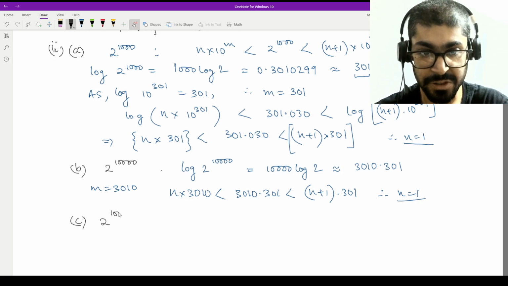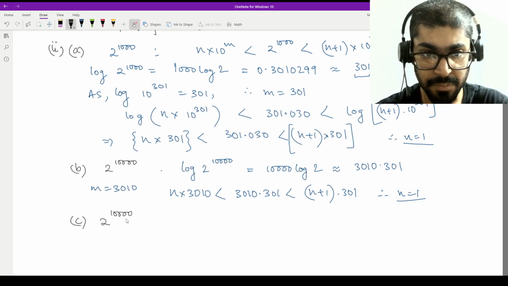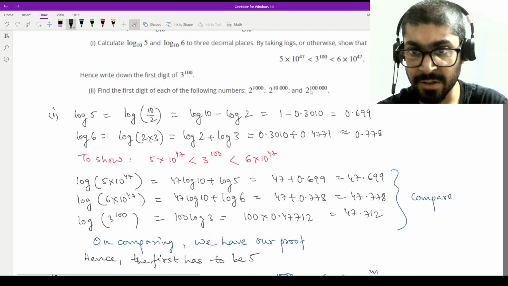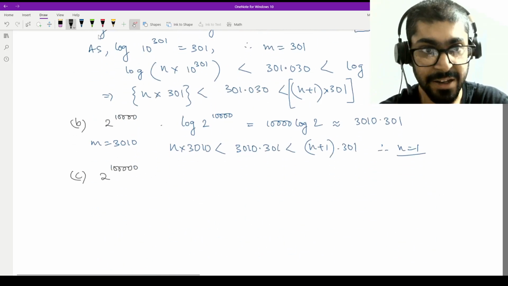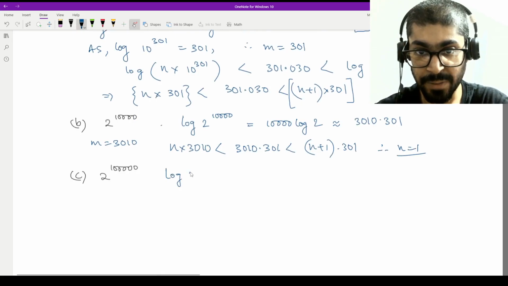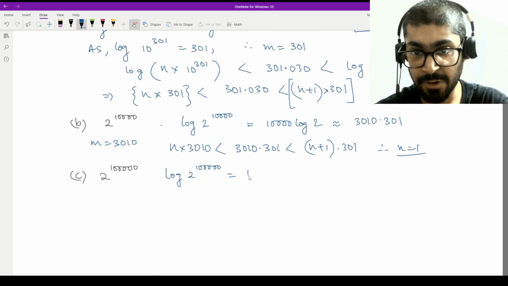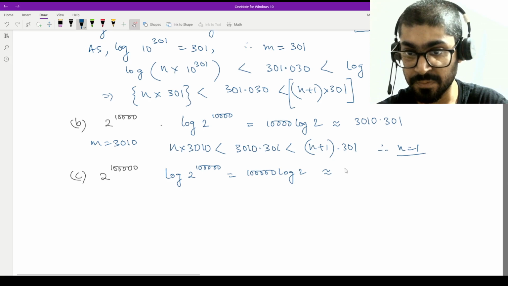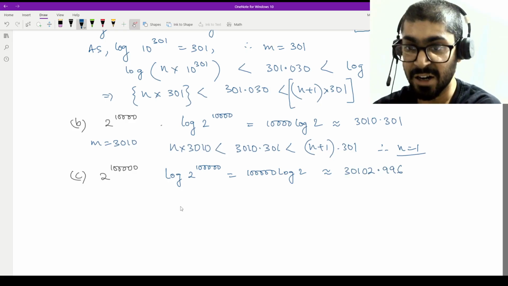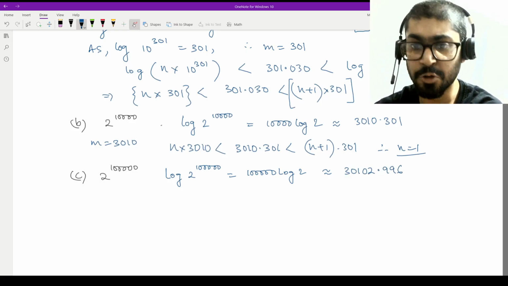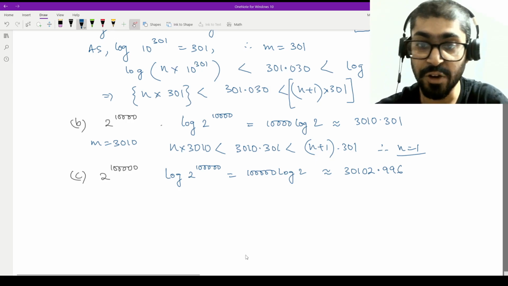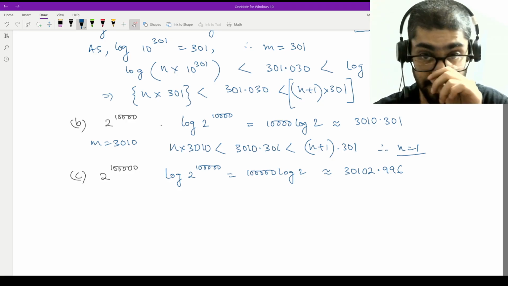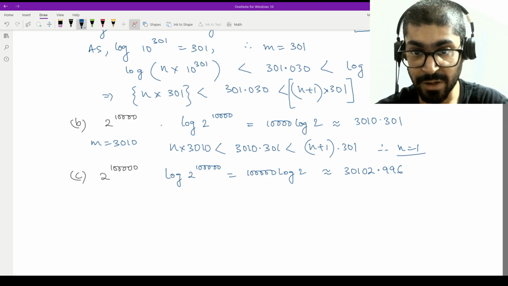Next, 2 to the power with one more zero, 5 zeros. That is the last. Again I have log 2 to the power 100,000 is equal to 100,000 log 2, which is equal to 30102.996. Now here the difficulty starts spiking a bit, because this is approximately equal to 30103. This is almost moving on to the next integer. If it starts moving on to the next integer, what will I check?